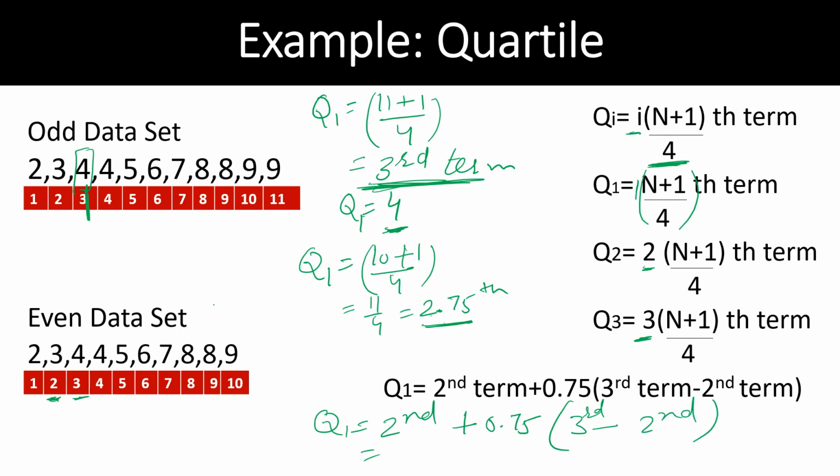So second term here is 3. This is second term 3 plus 0.75 times, third term is 4 and again second term is 3, 4 minus 3. It will be 3.75. So this will be my Q1. In case I do not get an integer here, I need to use this formula.